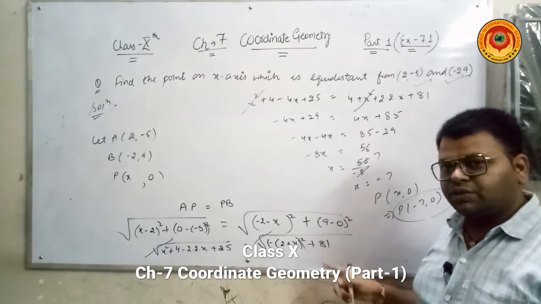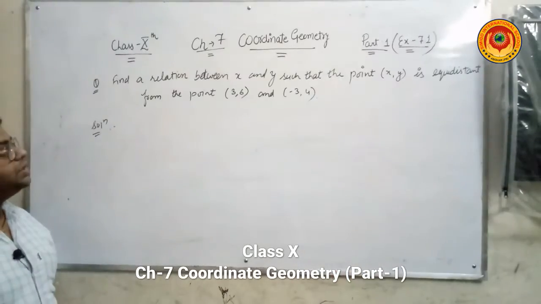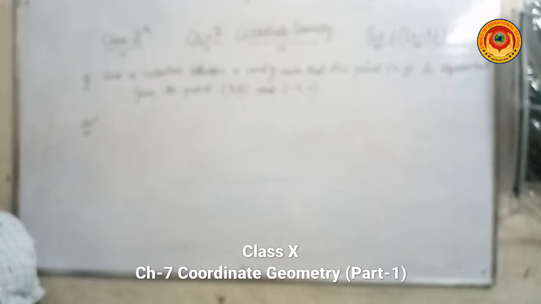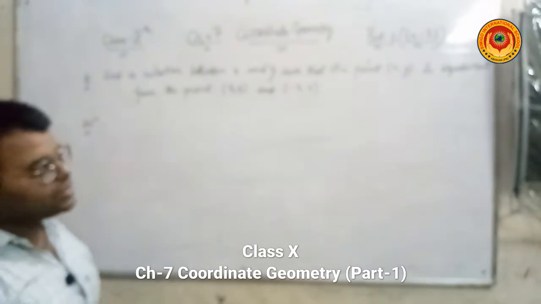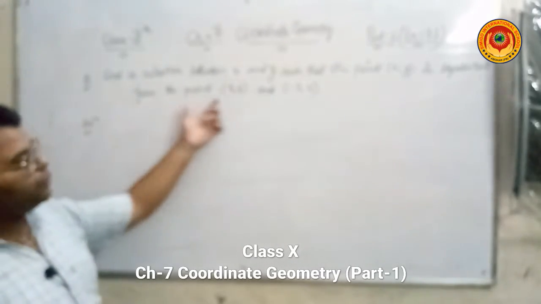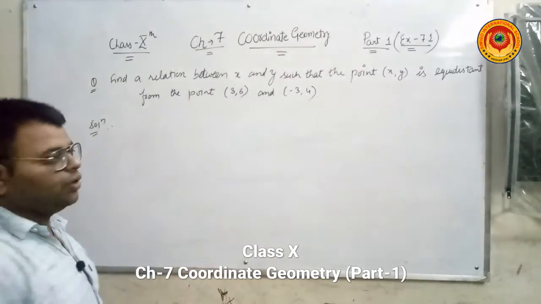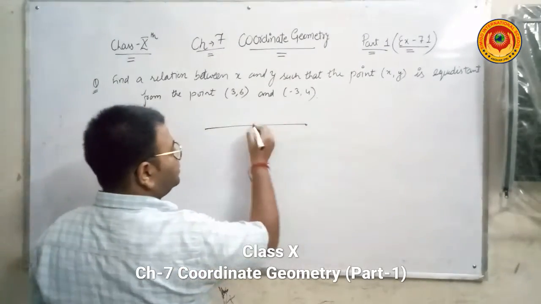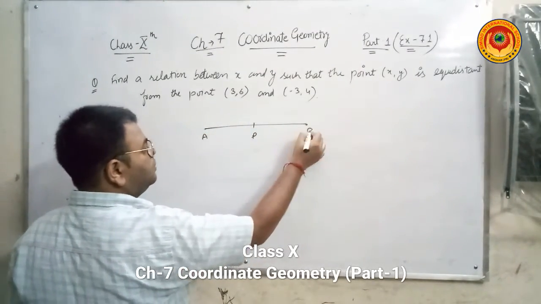So this is about this question. So next question is find a relationship between x and y such that the point x comma y is equidistant from the points 3 comma 6 and minus 3 comma 4. So let it be P, A and B.